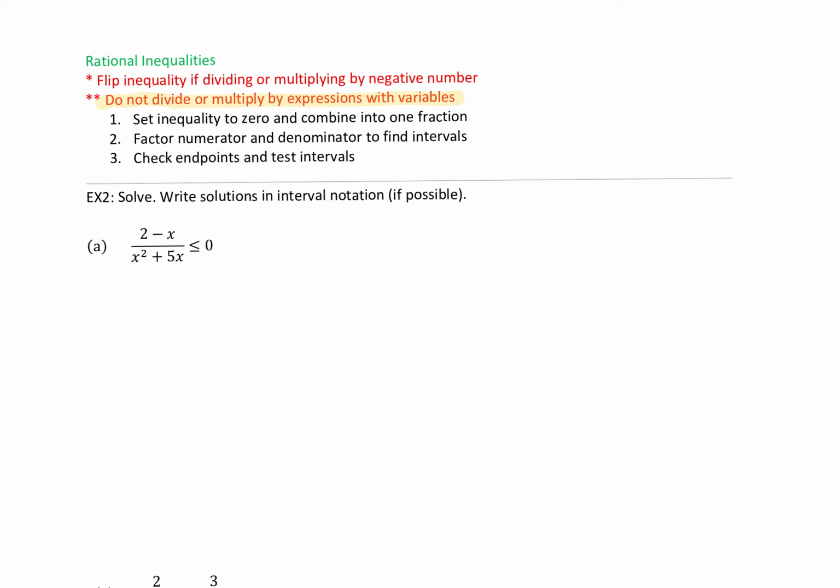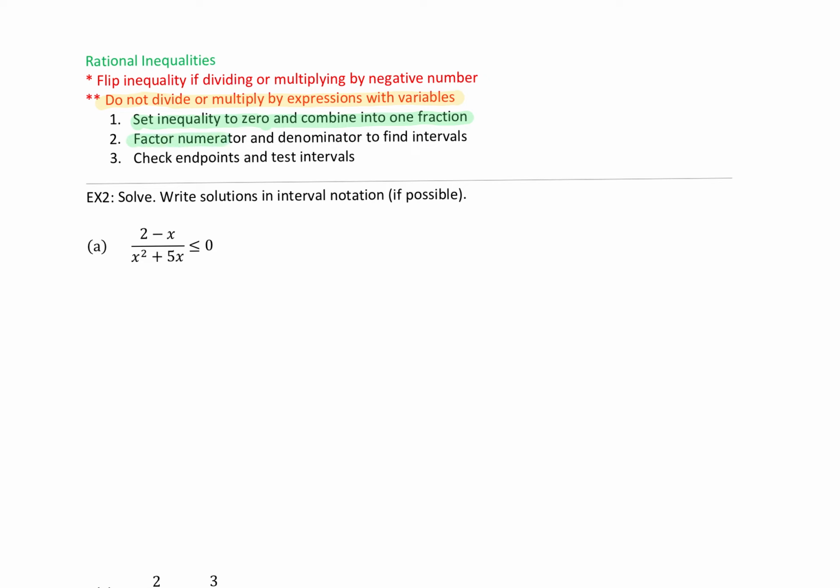So because of that, we're going to follow these steps. We're going to first set the inequality to 0. So we're going to move everything to one side, 0 on the other. And then on the side that has our rational expressions, we're going to combine them into one fraction. So what that means is we're only working on one side of the inequality. The other side is going to be 0. So we are not clearing fractions ever. What we're doing is building up and combining into one fraction.